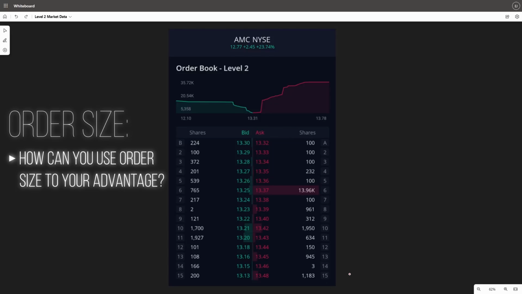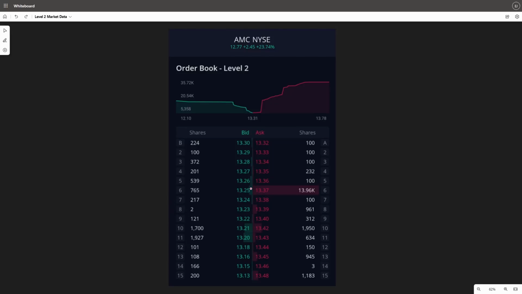One way you can look at this is by looking at where the biggest orders are on the level 2. Typically, the biggest orders are going to be where the big money is at, right? The smart traders, the big money traders, the whales, hedge funds, banks, etc. In this case, you can see that the big order here is a sell wall at 1337. You can see someone's trying to get out with 13,000 shares here, and you don't see anywhere else on this level 2 with an order as big as this one.